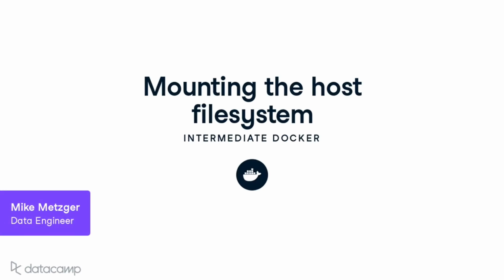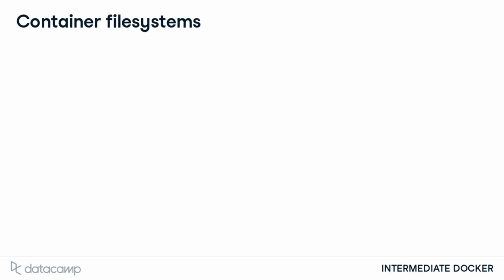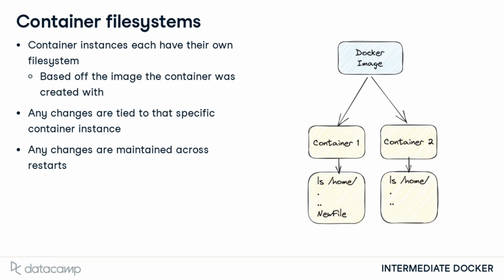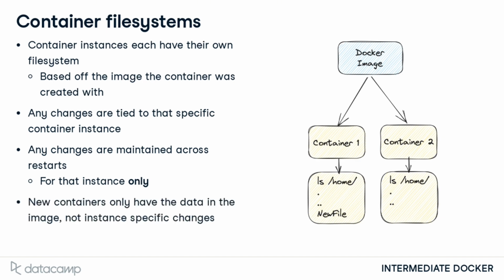Welcome back. Now we will look at how to share information between our containers and the host system. Let's get started. Let's consider a container instance's file system for a moment. Each container instance has its own file system, which is based on the image it was created with. Changes can be made to the file system, but are tied to that instance only. If we restart the container, the changes stay, but only for that specific instance. They do not apply to the other instances of that same container image. If we create a new container instance, it will not have those changes. You can see a quick example of this in the diagram.